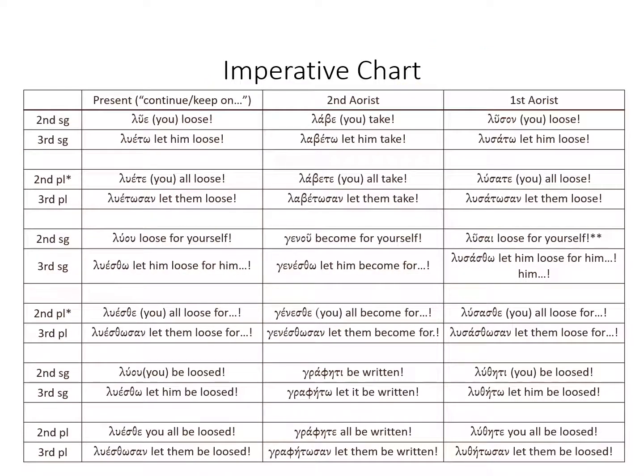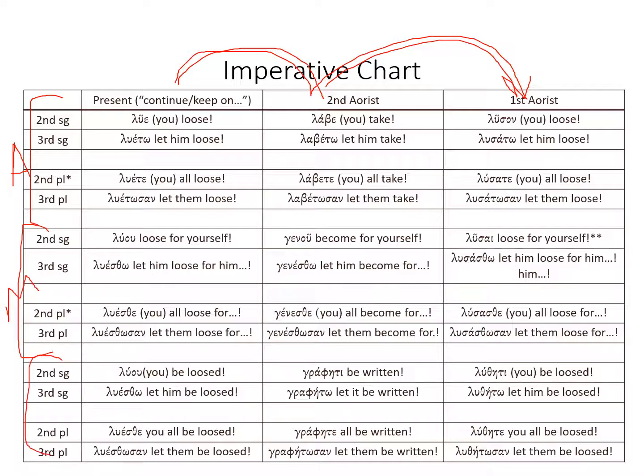I want to present now all three columns, the present, the second aorist, and the first aorist. And you've noticed that in the previous couple of slides I built from the present to the second aorist. Now we're going to add the first aorist. And to memorize the imperative paradigm, which you see here in full, I have tried to maximize the similarities between the various tense stems and how they are expressed in the active, in the middle, and in the passive.